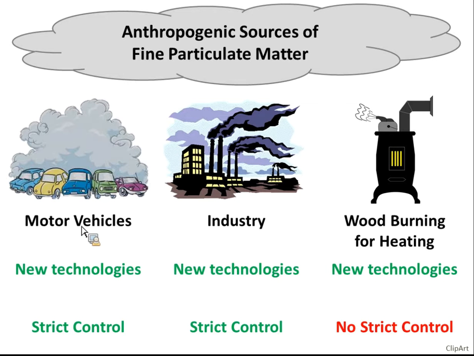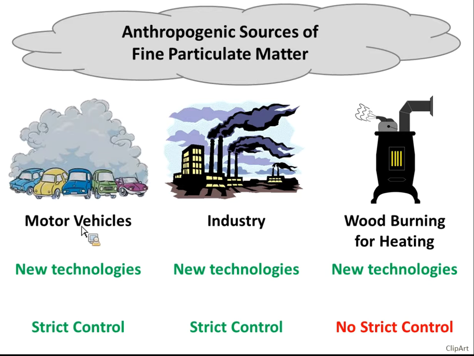So when we're talking about anthropogenic sources of fine particulate matter, we all know about motor vehicles, and we all know about industry, and we all know about wood burning for heating. In all of these three categories, there's been really big technological improvements over the past few decades. Cars emit way less now than they used to. Controls on industrial emissions are far better than they used to be. And there's also wood stoves that can emit way less.